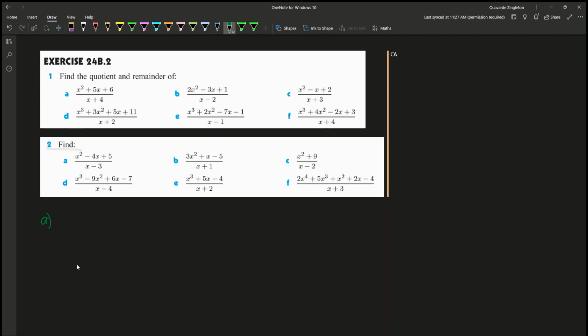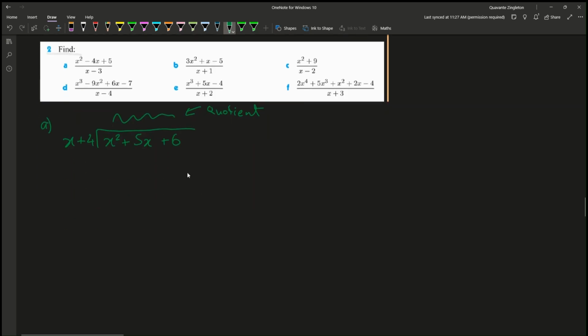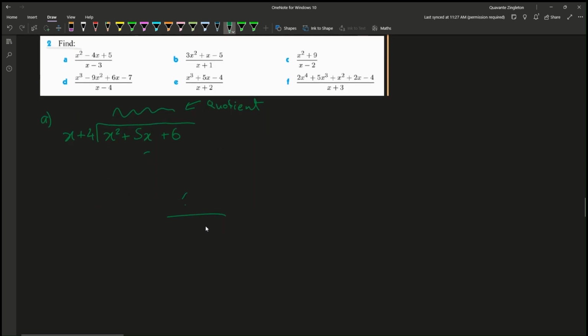Quotient and remainder. I'll just quickly tell you what that is. So for example, you want to set up a polynomial long division like this. You have your denominator on that left side, and then you write your polynomial in here. And then whatever you get here is called your quotient. My writing's a bit messy. And then once you do all your long division, you might be left with a remainder of some amount. This last value will be your remainder. Okay, so that's just that.